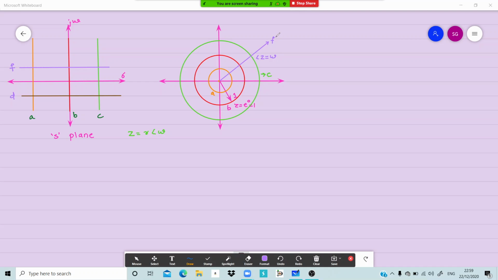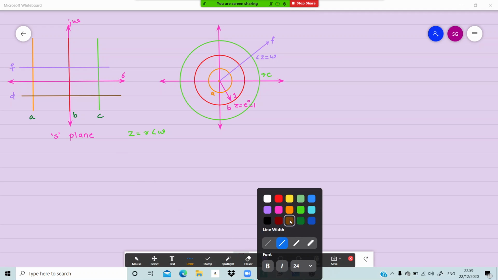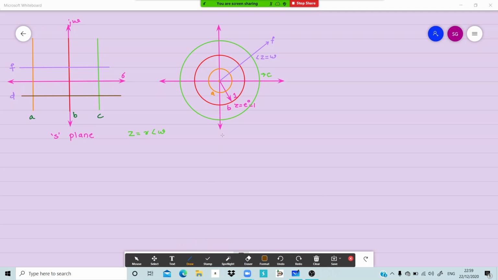Now why have I drawn it in the first quadrant? Because your omega is positive here. Here your omega is going to be negative. So if the omega is negative, I have to draw that line in the fourth quadrant. Alright, so this is representing what name we had given, D. Okay, so I tried to explain.